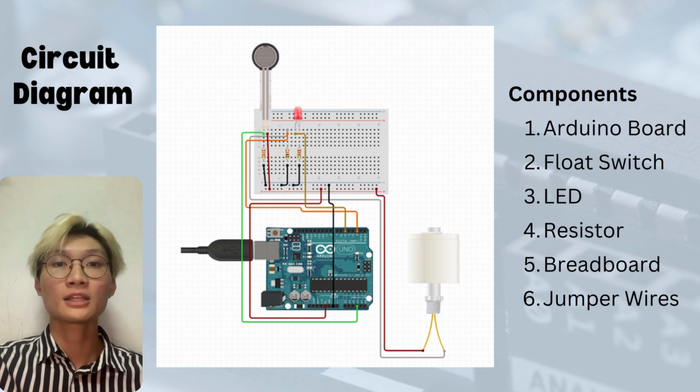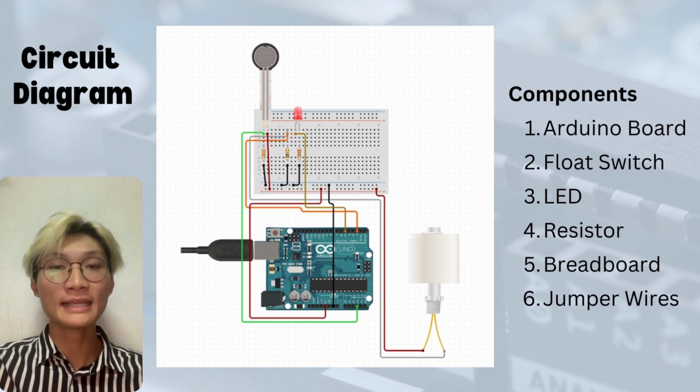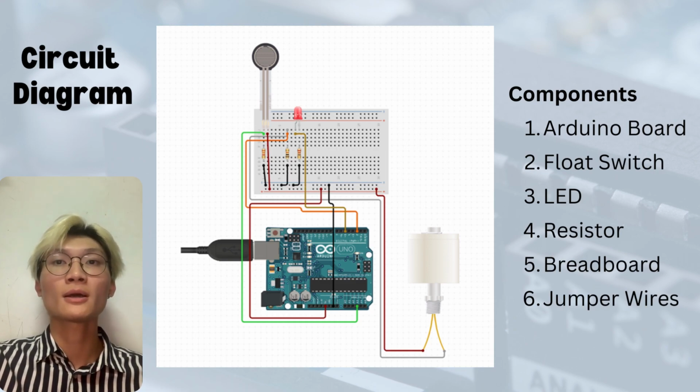Firstly, the positive terminal of the water level sensor module is connected to the 5-volt pin on the Arduino board, supplying power to the sensor module. Then, the negative terminal of the float switch is connected to the ground pin of the Arduino board, completing the ground connection. To integrate the LED, the leg is connected to a digital pin on the Arduino board, typically pin 13. This pin is responsible for controlling the LED behaviors.